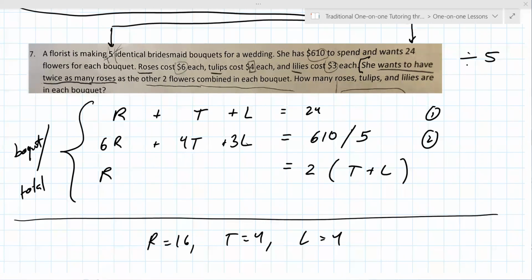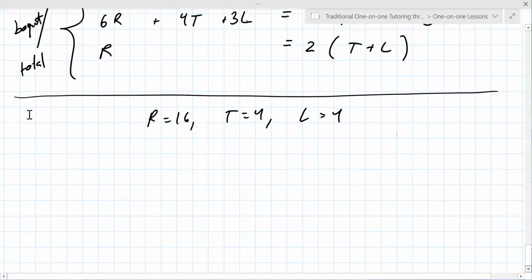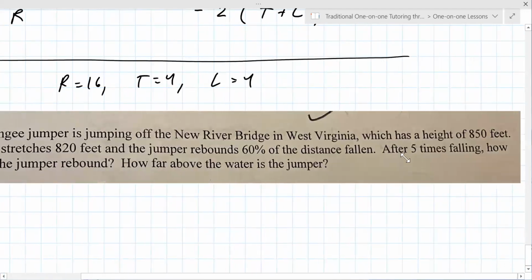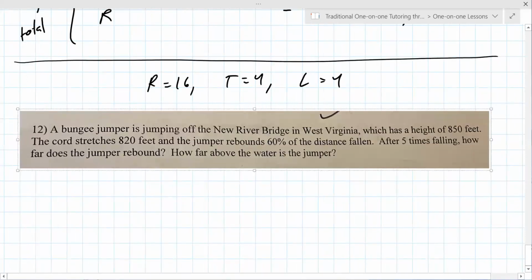Okay. The bungee jumper problem. Right. It's in here. All right, a bungee jumper is jumping off a bridge. It's got a height of 850 feet. Okay, so the person starts and falls 820 feet, and then it rebounds up 60% of the height. Then they fall again. They fall all the way down, and it rebounds again, and so on.